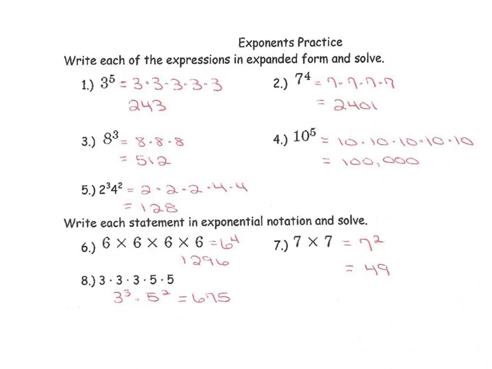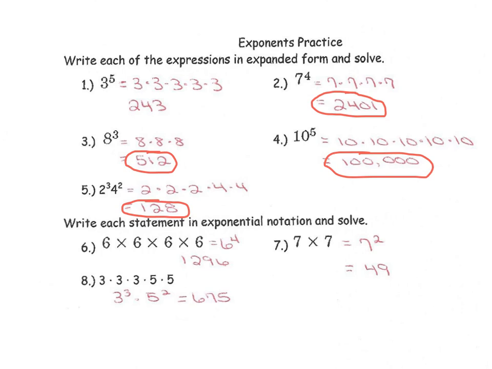So here are the answers. Number 2, it should be 7 times 7 times 7 times 7, which equals 2,401. For number 3, 8 times 8 times 8 is equal to 512. Number 4, 10 times 10 times 10 times 10 times 10 is equal to 100,000. 2 cubed times 4 squared is equal to 2 times 2 times 2 times 4 times 4, which is equal to 128. Remember, if there's nothing in between the numbers, that means that you multiply. Make sure you do not add the two together.